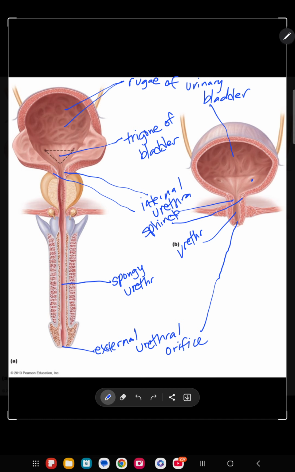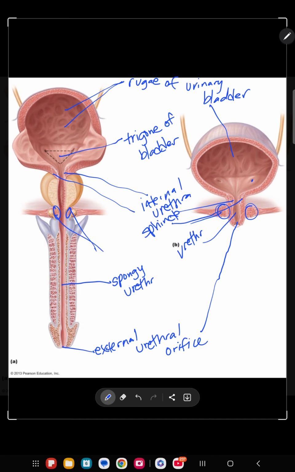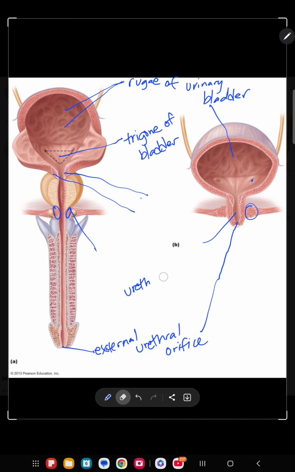Then they both have an external urethral sphincter, which is right here for the female, and right here for the male. And that's the external urethral sphincter. This is getting really messy again.